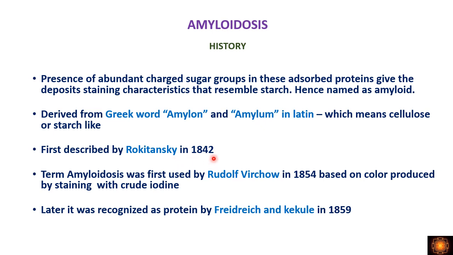Later on, the term amyloidosis was given by Rudolf Virchow in 1854. But still they were thinking that it is a starch-like material only, based on the color produced by staining with crude iodine. In 1859, Friedreich and Kekulé were the persons who recognized that this is not a cellulose or starch-like material, but instead it is a protein which is deposited in amyloidosis. This is about the history of amyloidosis.